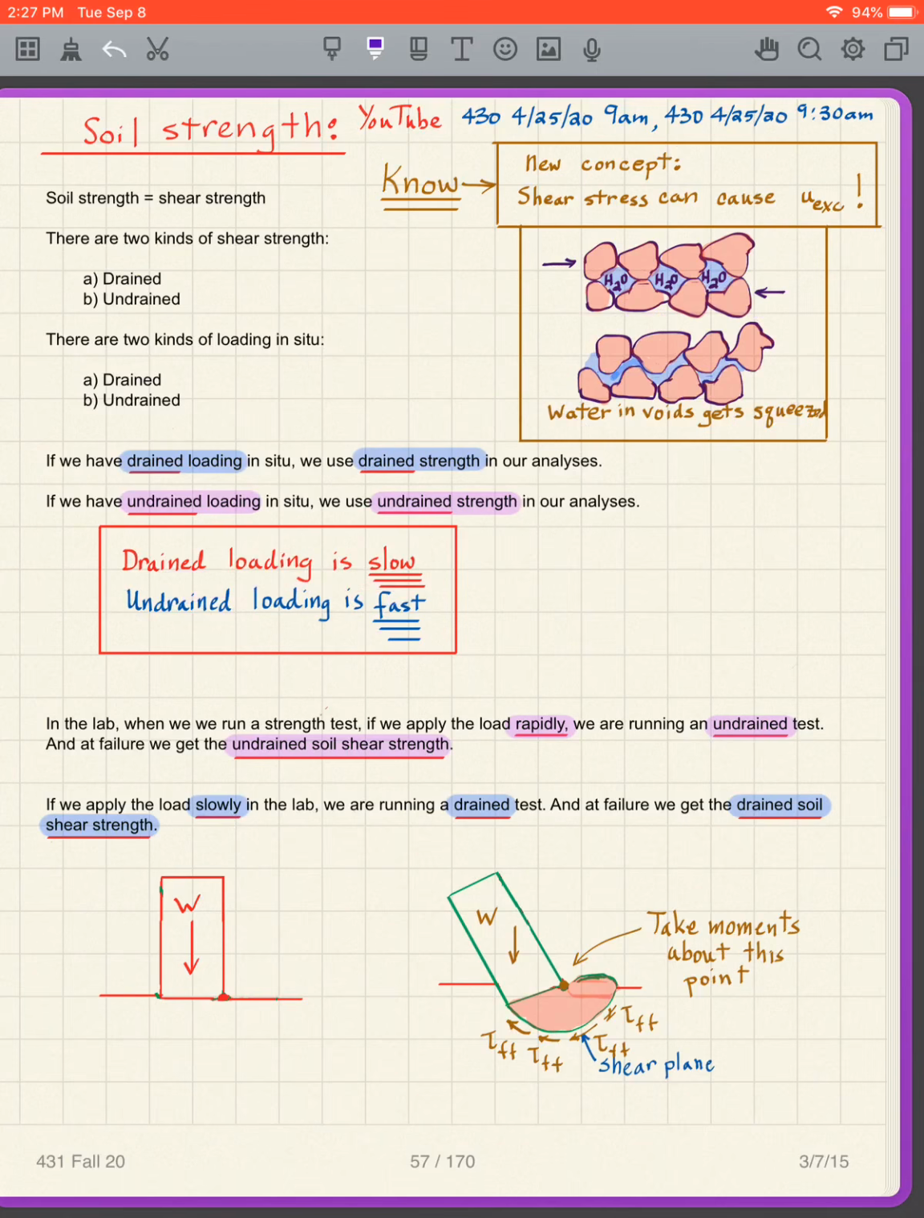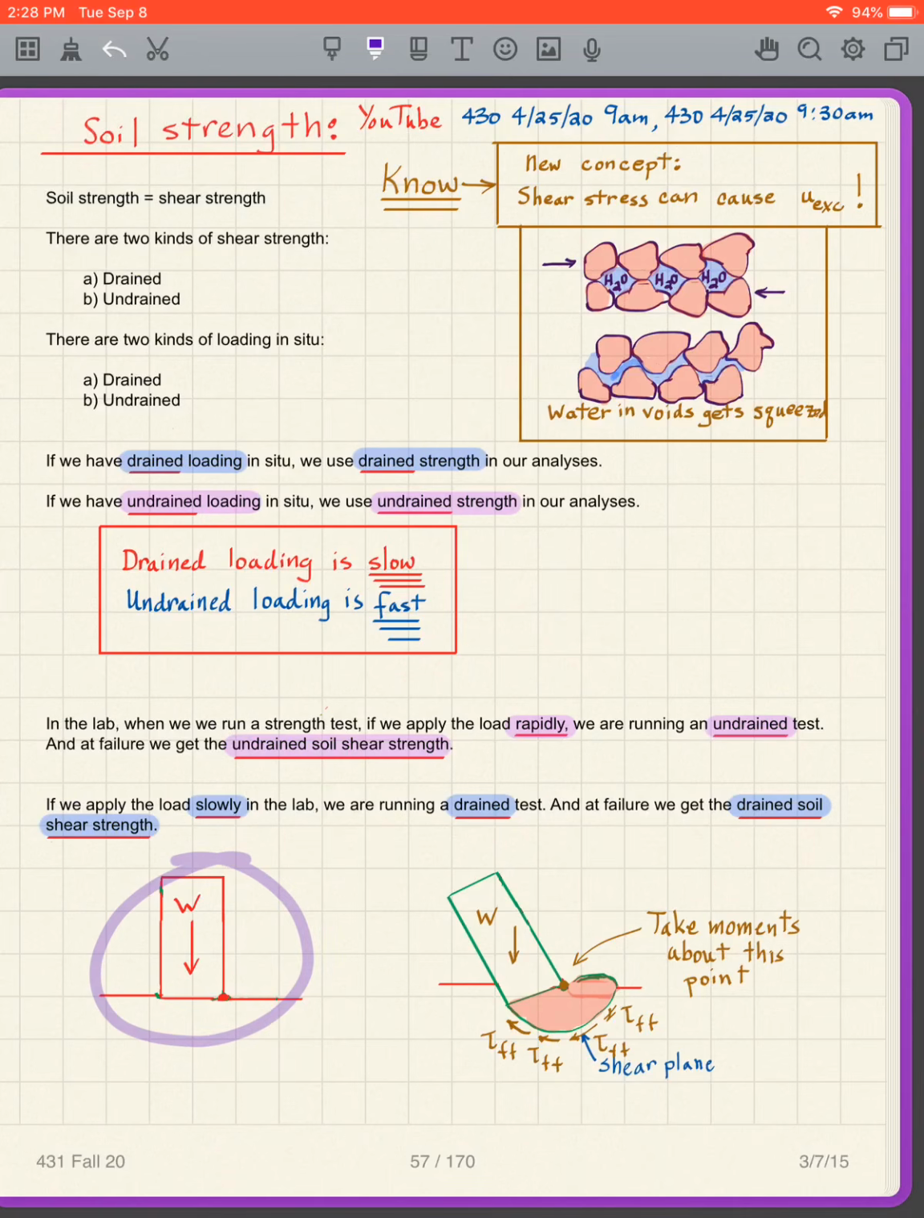Okay, so in the lab, when we run a strength test, sometimes if we apply the load rapidly, we are running an undrained test. And at failure, we get the undrained soil shear strength. So if I do everything fast in the lab, undrained loading is fast, so I do undrained loading in the lab, meaning loading it rapidly, we will get the undrained soil shear strength. Drained loading is slow. And so if we apply the load slowly in the lab, we're running a drained test, and we get the drained soil shear strength. So undrained loading is fast, drained loading is slow.